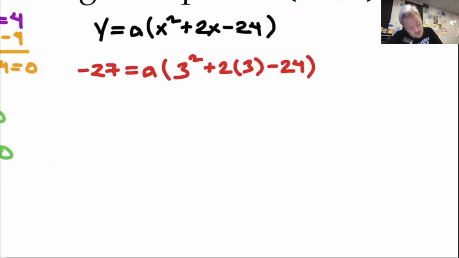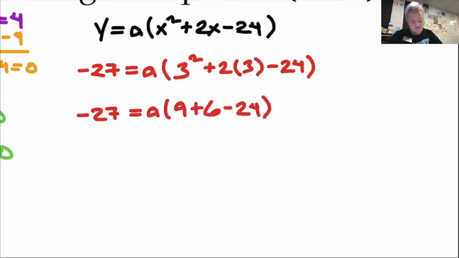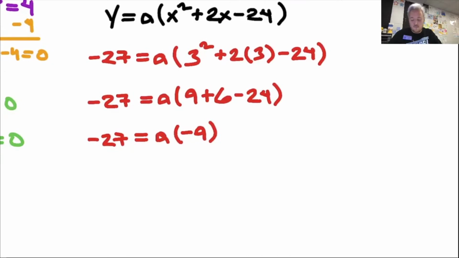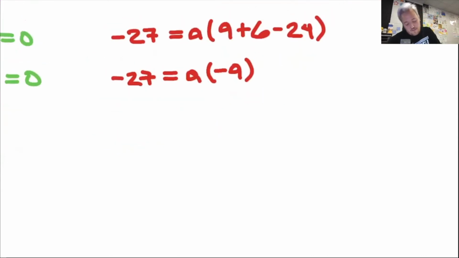All right, so we're going to have -27 equals a parentheses 9 plus 6 minus 24. So this is going to be -27 equals a parentheses, is that -9? I always have to double check myself. Yep. All right, so I'm going to divide both sides by -9. All right, so we're going to have an a value of +3.